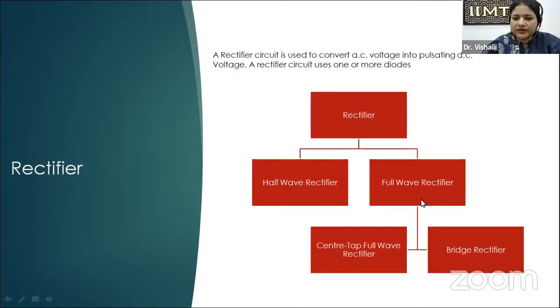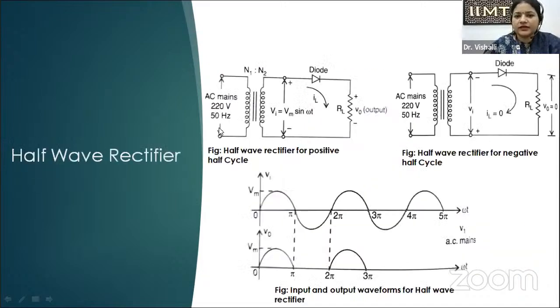The full wave rectifiers are further categorized into two types. One is a center tap full wave rectifier, and another is a bridge rectifier. So we will start from the very basic, that is a half wave rectifier. So this is a half wave rectifier. This is a circuit of the half wave rectifier.